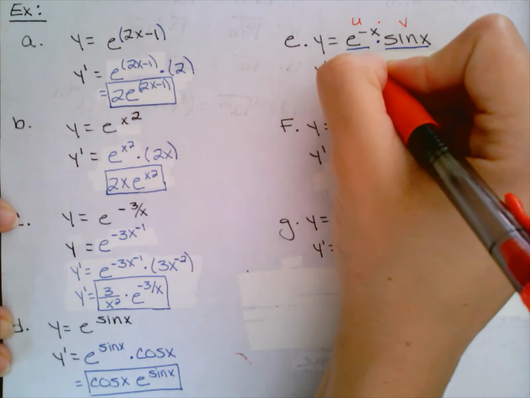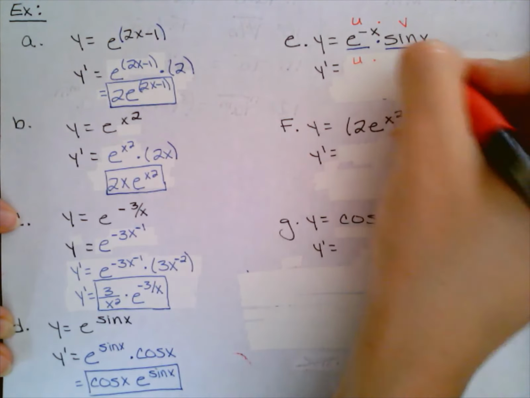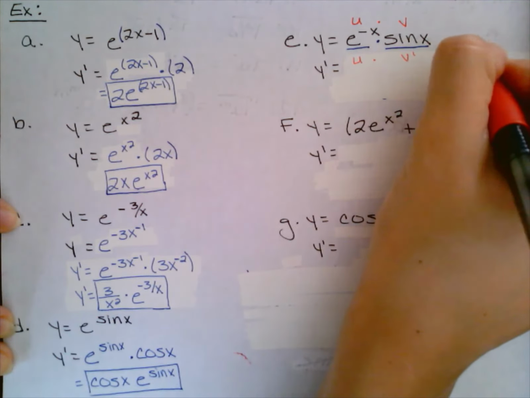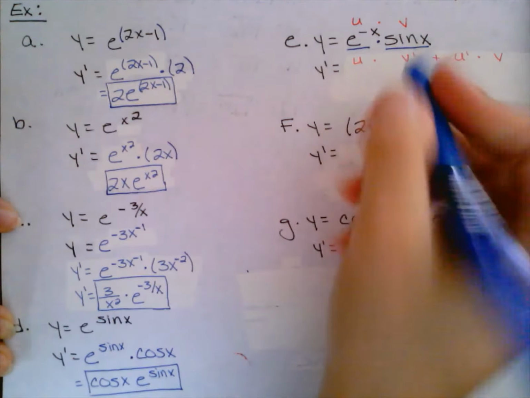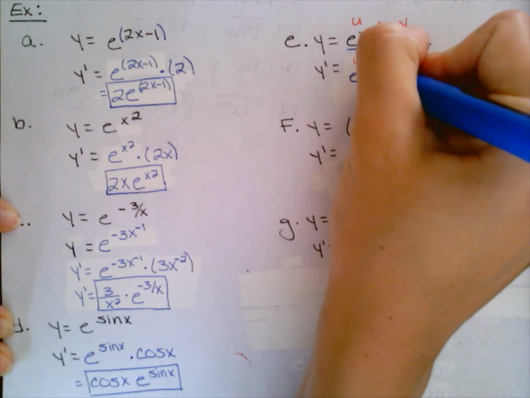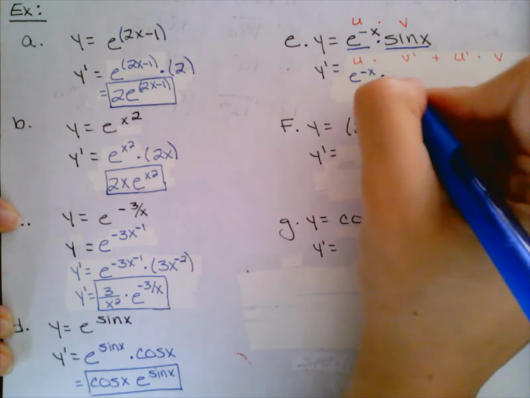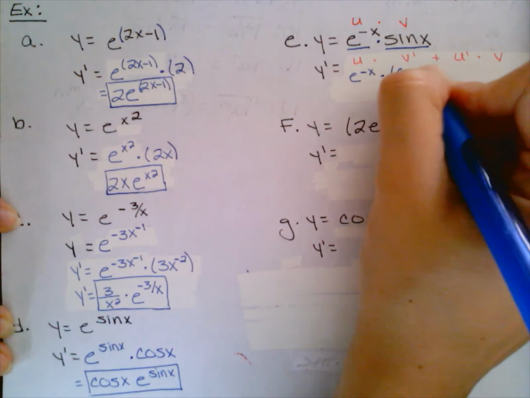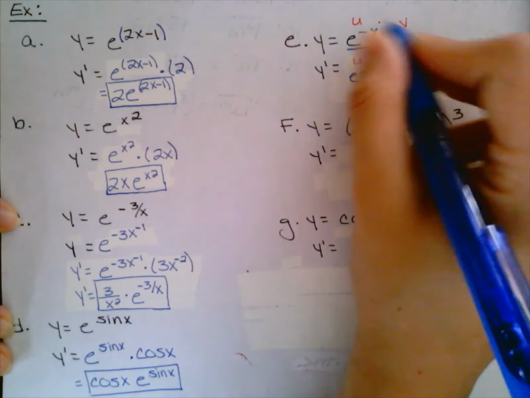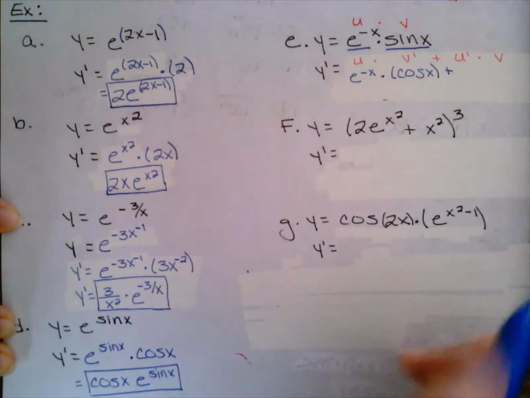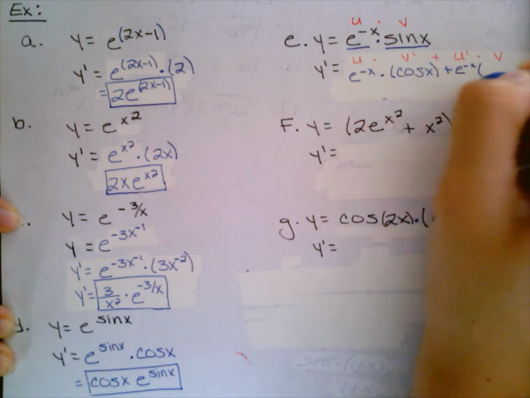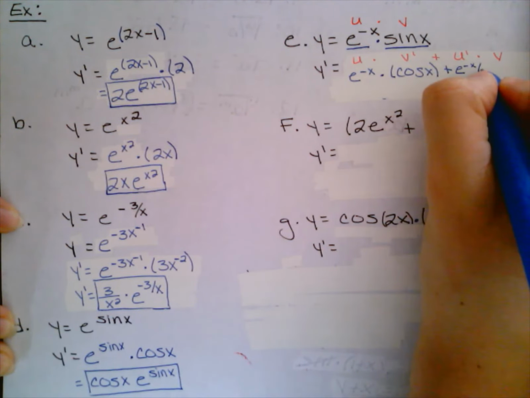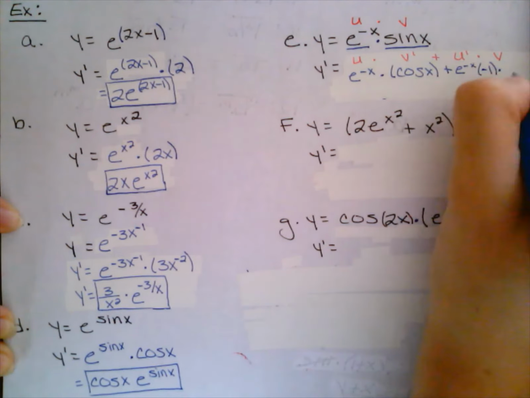Now we have product rule here, so we're going to have U times V prime plus U prime times V. So U is just rewrite e to the negative x, times V prime, derivative of sine is cosine, plus U prime. The derivative here, we have rewrite, which is e to the negative x, times derivative of that exponent, derivative of negative x is negative 1, times rewrite v, which is sine of x.